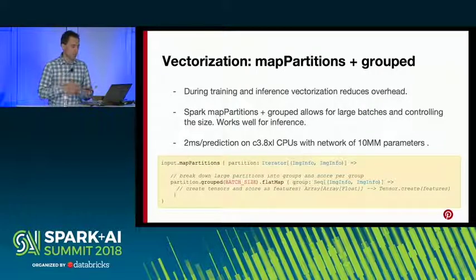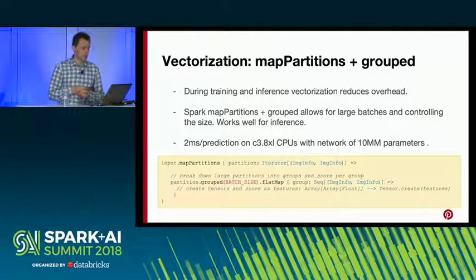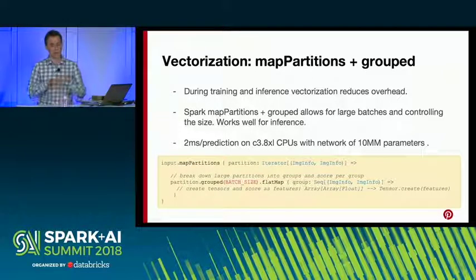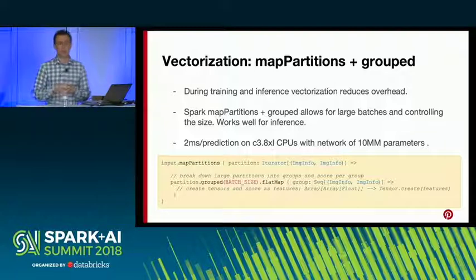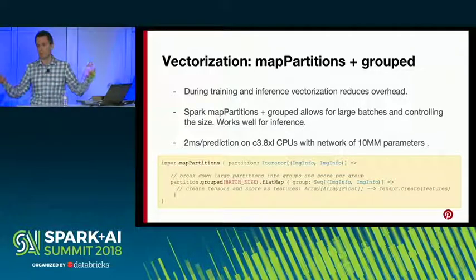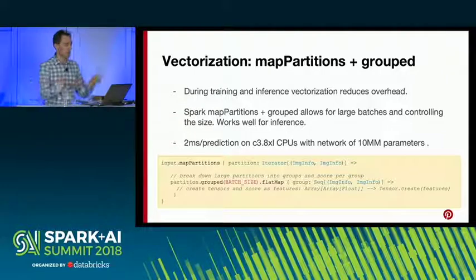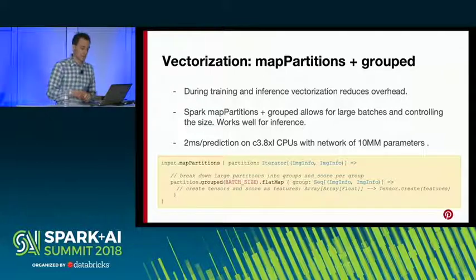With a neural network with over 10 million parameters, we can get 2 milliseconds per prediction. And the overarching theme here is that something like TensorFlow is really good at optimizing performance per core, and Spark is really good at distributing it in a distributed setting across multiple cores and machines. And so by combining these two approaches, you can get essentially the best of both worlds on the inference side.